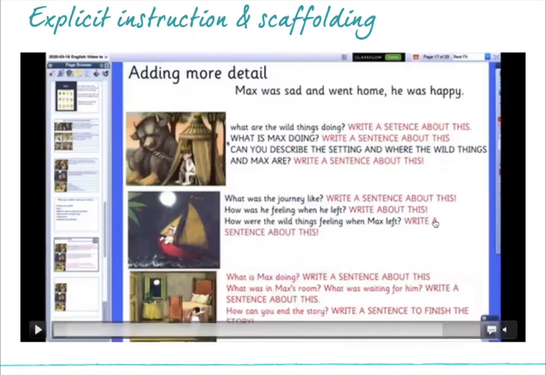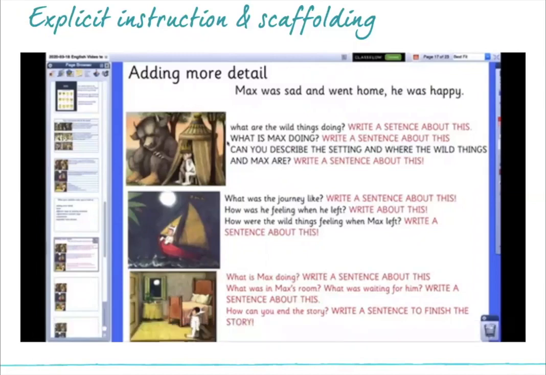Now, with this kind of approach, I screenshot this and send it home, so they've got this. They know sentence by sentence what they've got to do for this task. And this is crucial at this time where we are not at school with the children, and they don't have parents that understand what we're doing. They're not teachers. We cannot rely on parents.